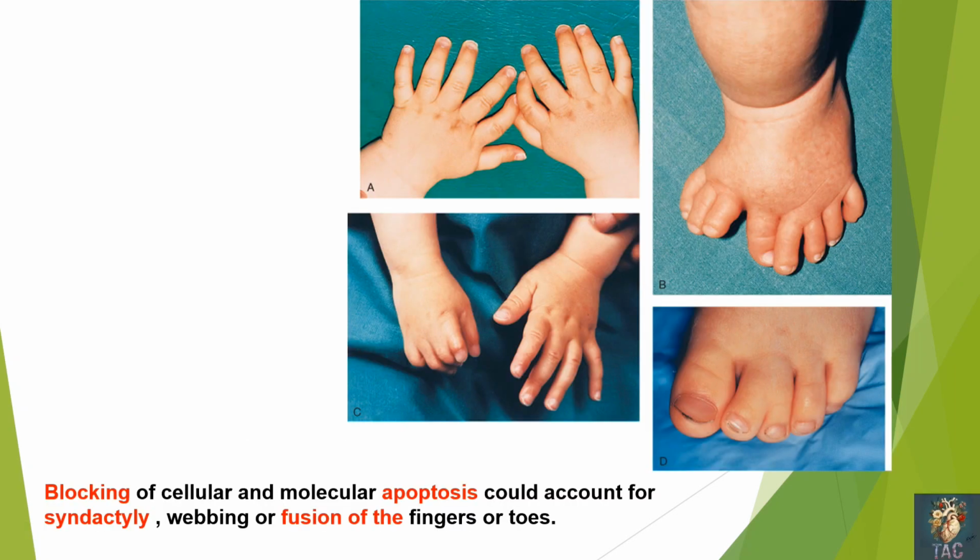So blocking of the cellular and molecular apoptosis could account for syndactyly, webbing or fusion of the fingers. As I have told you, these areas are webbed initially, and if this programmed cell death does not occur, there may be syndactyly or fusion of the fingers and toes.